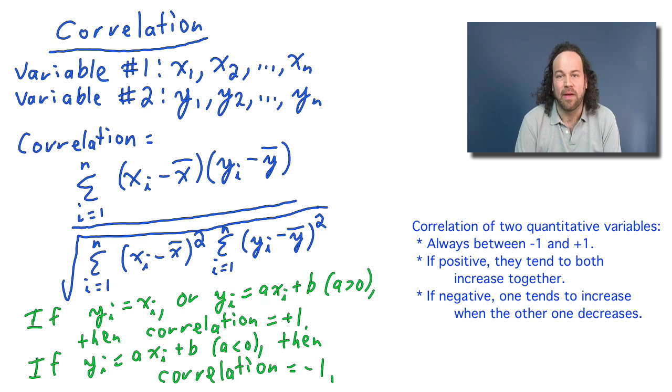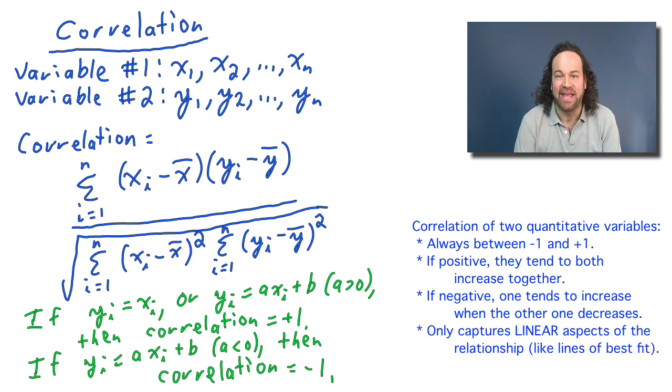We should also remember that correlation, like lines of best fit, only captures the linear aspects of the relationship between two variables. In some of the examples we're considering here, there are also nonlinear effects which aren't captured by the correlation or the line of best fit.